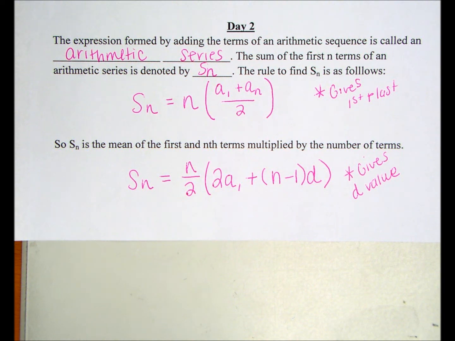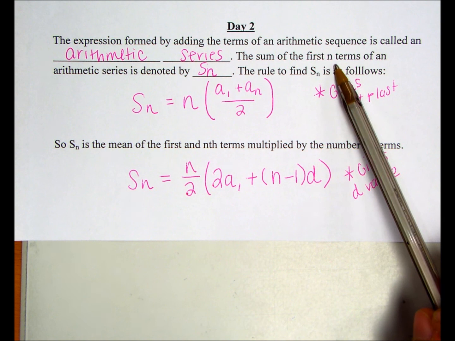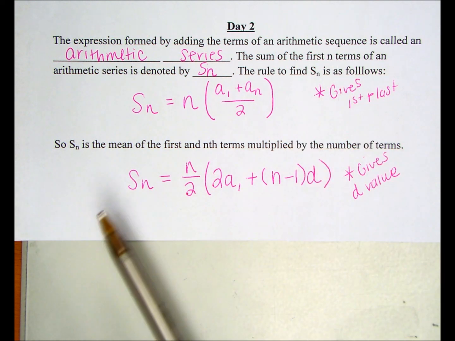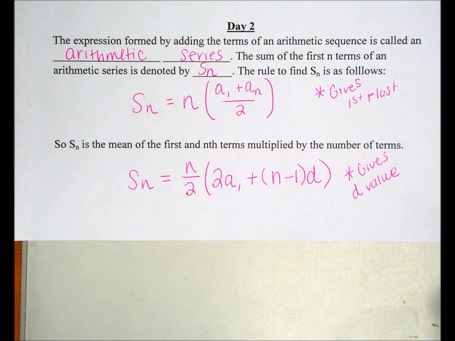Today we're going to be talking about arithmetic sequences. The expression formed by adding the terms of an arithmetic sequence is called an arithmetic series. The sum of the first n terms of an arithmetic series is denoted by S sub n. So we have two different rules that we're going to be working with for arithmetic series.